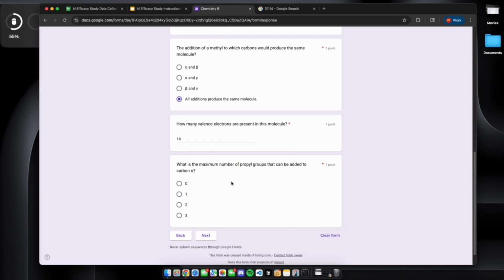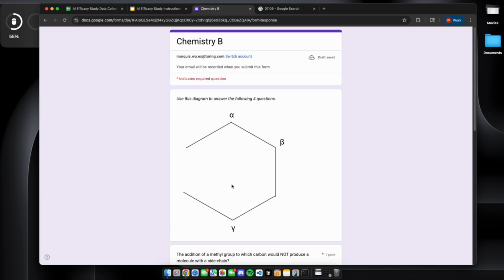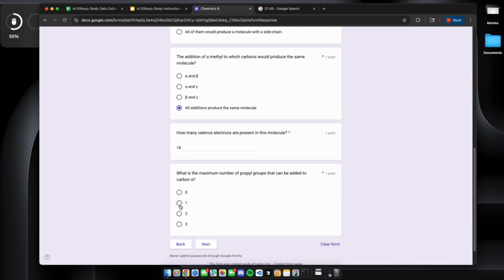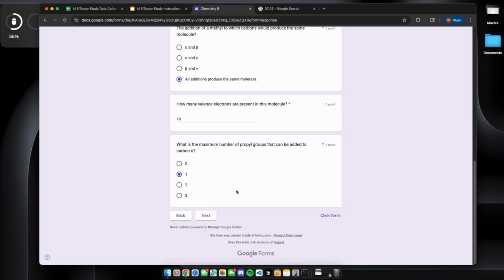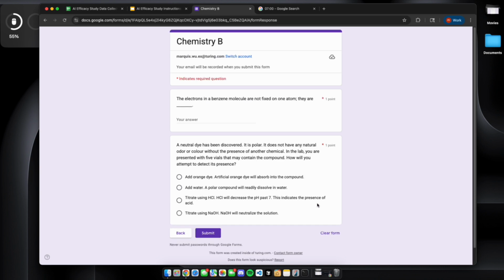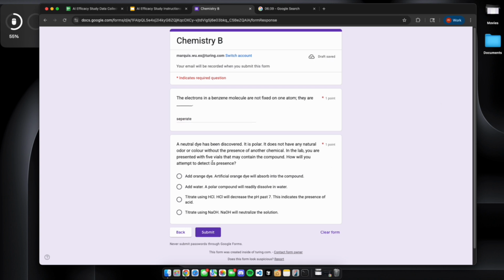18. What is the maximum number of propyl groups that can be added to carbon A? Which is 1. The electrons in a benzene molecule are not fixed on one atom. If something's not fixed, I'm going to assume something's separate, but I'm not sure how correct that is.